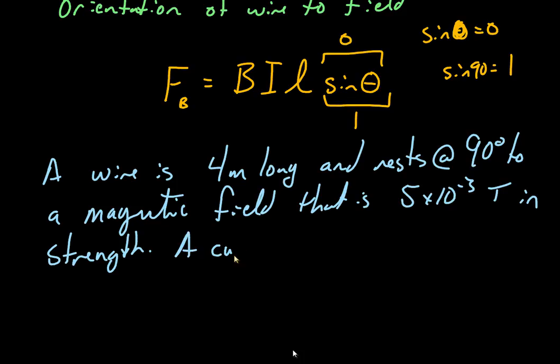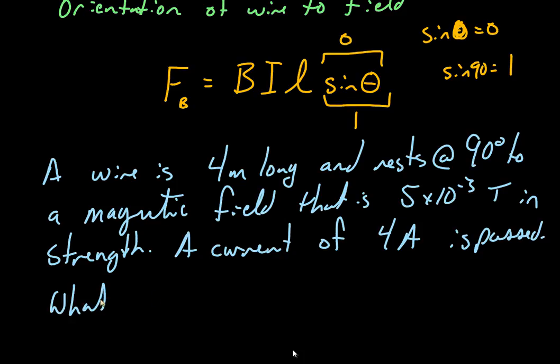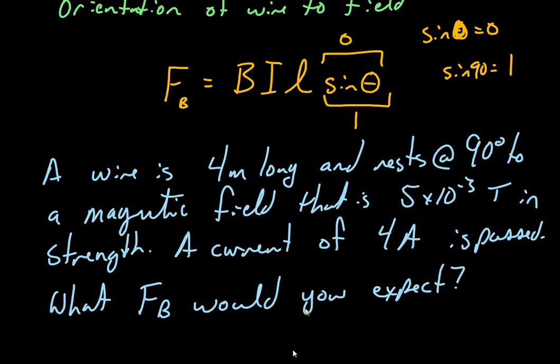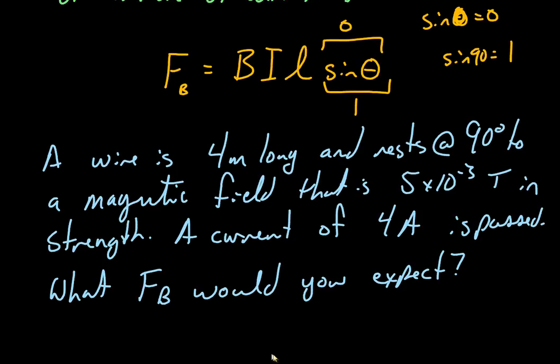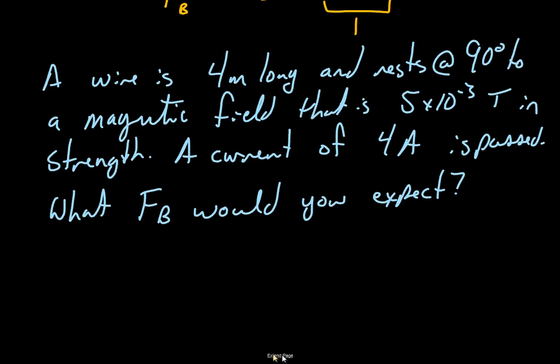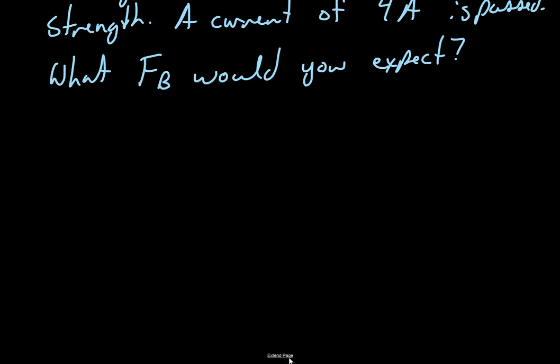A current of 4 amps is passed. What F_B would you expect? What force would you expect? Let's just quickly draw this picture and solve. It's pretty easy, I think.